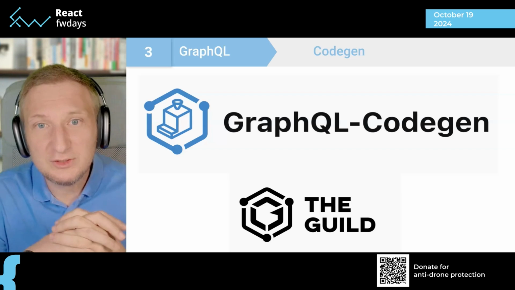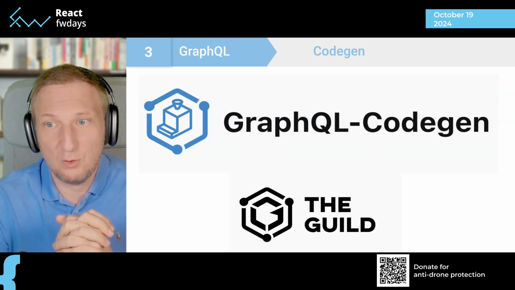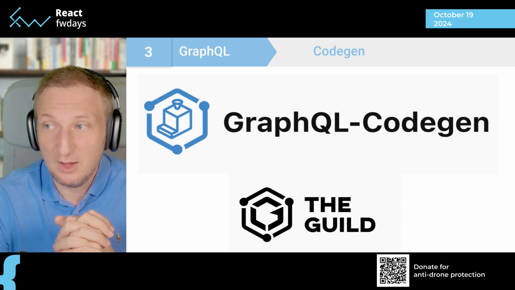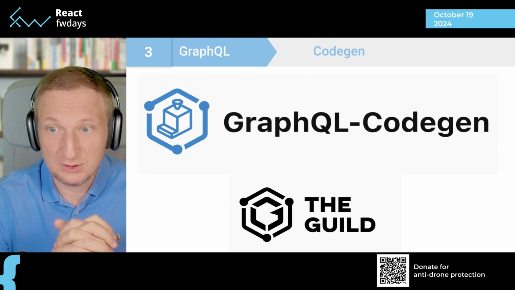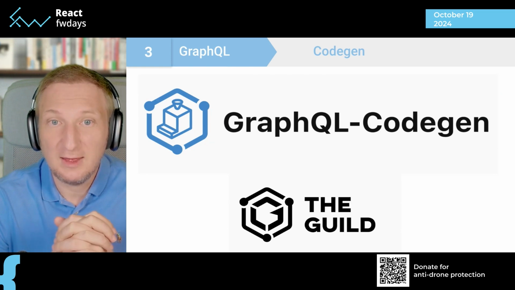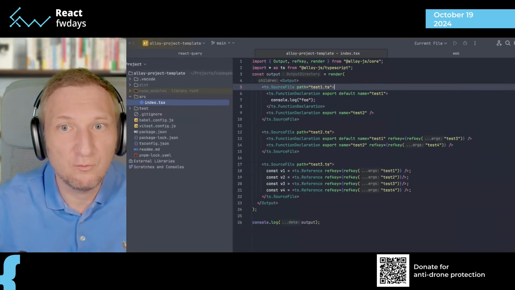So, what is a typical solution? I think the top one, and you don't even need to choose something else to generate your client integration code, is the solution provided by The Guild, and we have GraphQL Code Generator for that. Let me show you how this works.